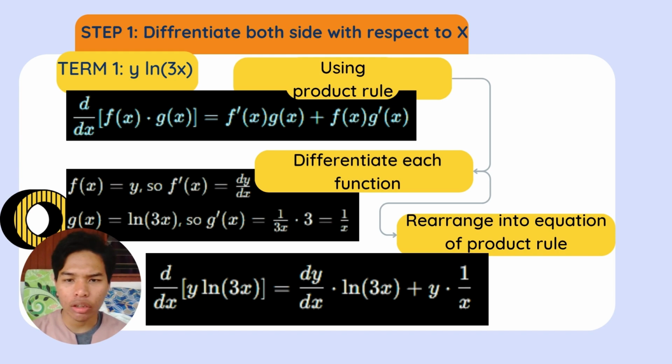First, we differentiate y times x. We need to use the product rule. First, we differentiate each of the functions and we rearrange them into the equation of the product rule.